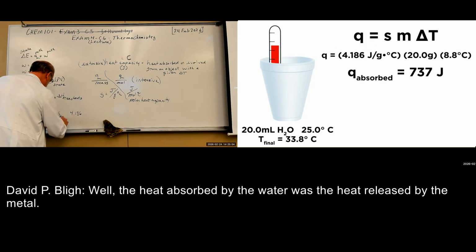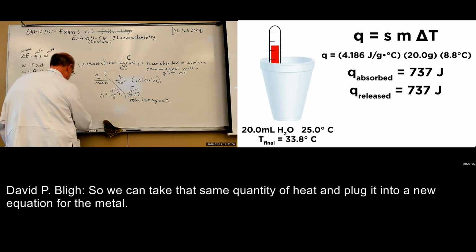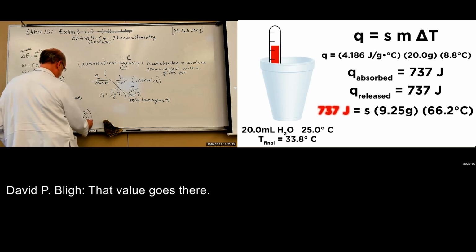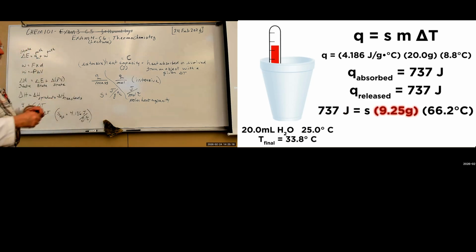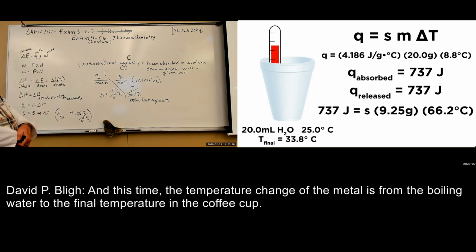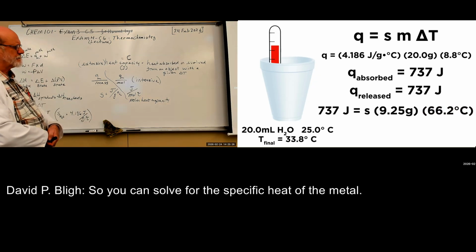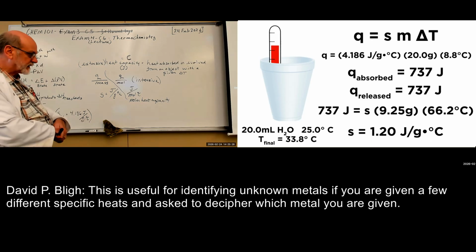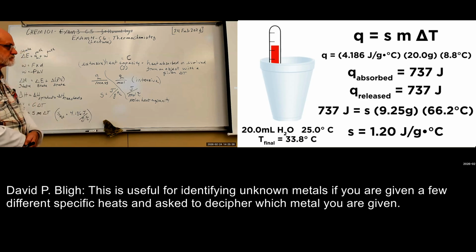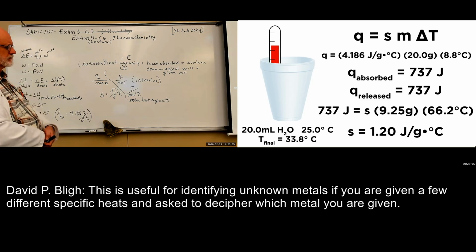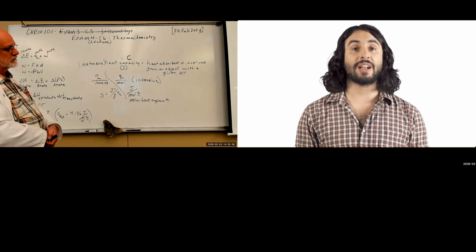Well, the heat absorbed by the water was the heat released by the metal. So we can take that same quantity of heat and plug it into a new equation for the metal. That value goes there. We weighed the metal beforehand, and this time the temperature change of the metal is from the boiling water to the final temperature in the coffee cup. So you can solve for the specific heat of the metal. This is useful for identifying unknown metals if you are given a few different specific heats and asked to decipher which metal you are given. Let's check comprehension.